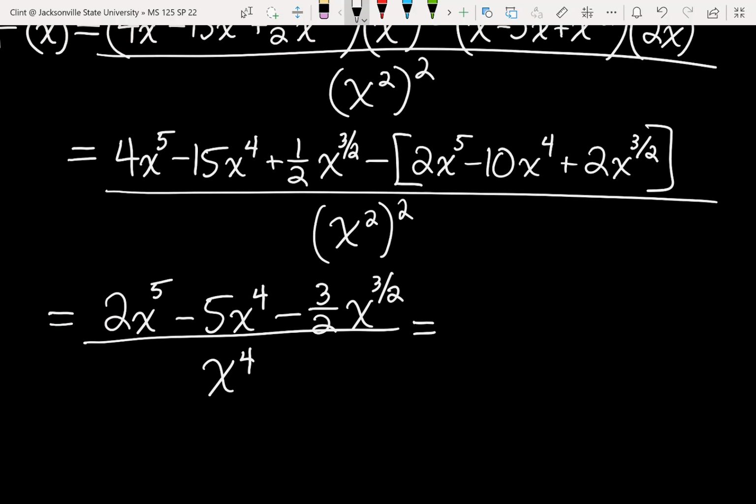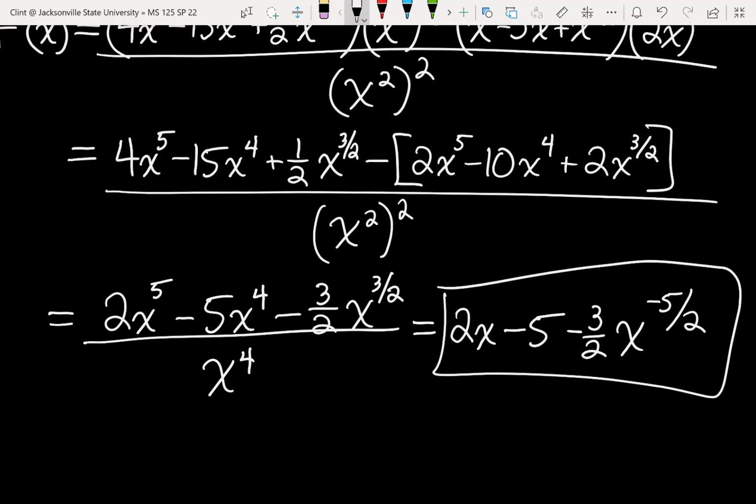Then what? Divide everything by x to the 4th. So 2x minus 5, then we have 3/2 minus 4. That's 8/2. 3 minus 8 would be negative 5. Negative 3/2 x negative 5/2. And I really hope these match. Do they?